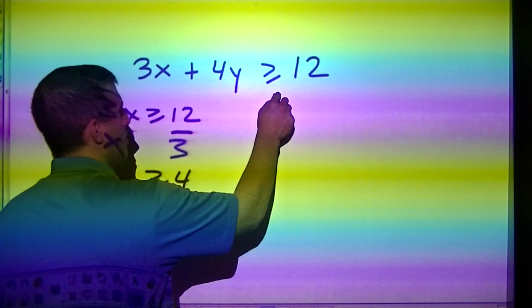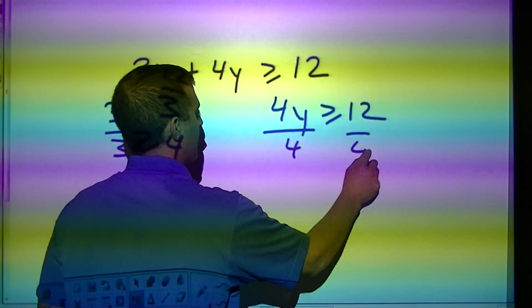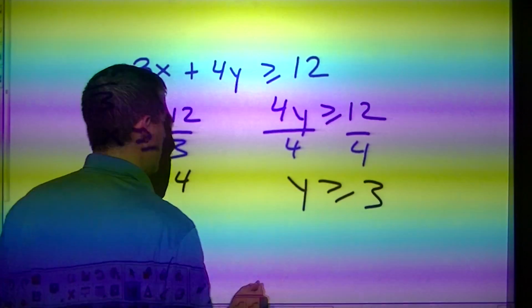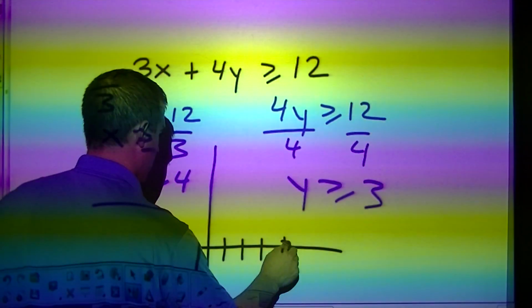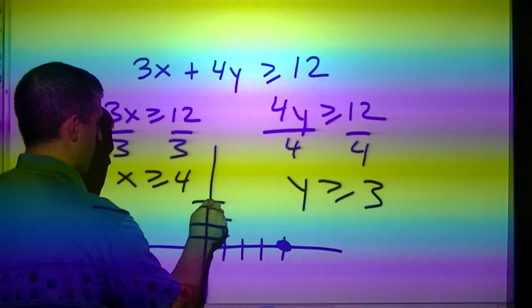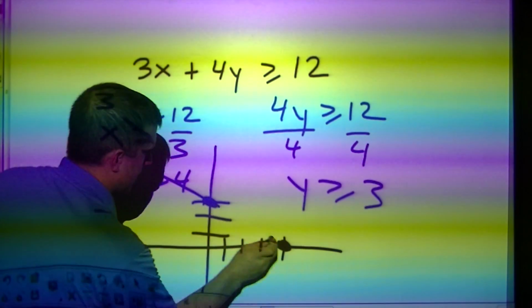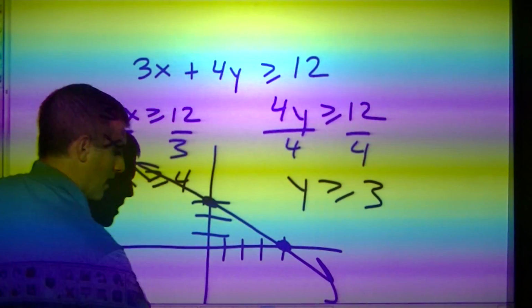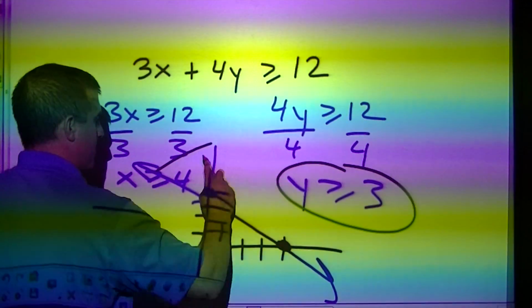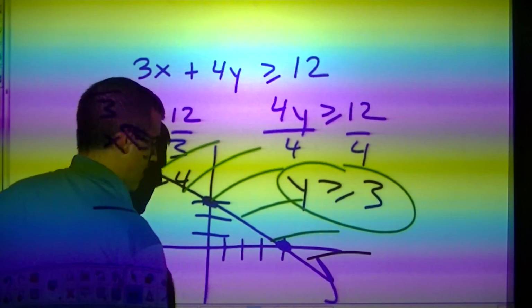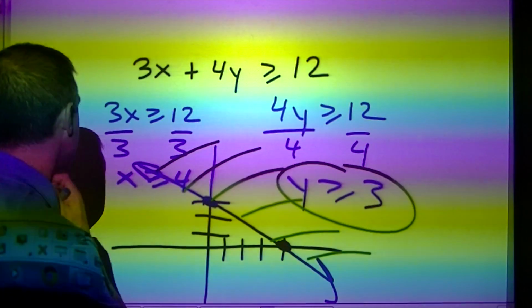So what I would do is 3x is greater than or equal to 12. That's going to be 4. I'm going to divide by 4 on that one. That's going to give me 3. So when I graph this, it's going to be a solid line, and then I'm looking at this. What's going on here? y is greater than, so that's going to be the above side.